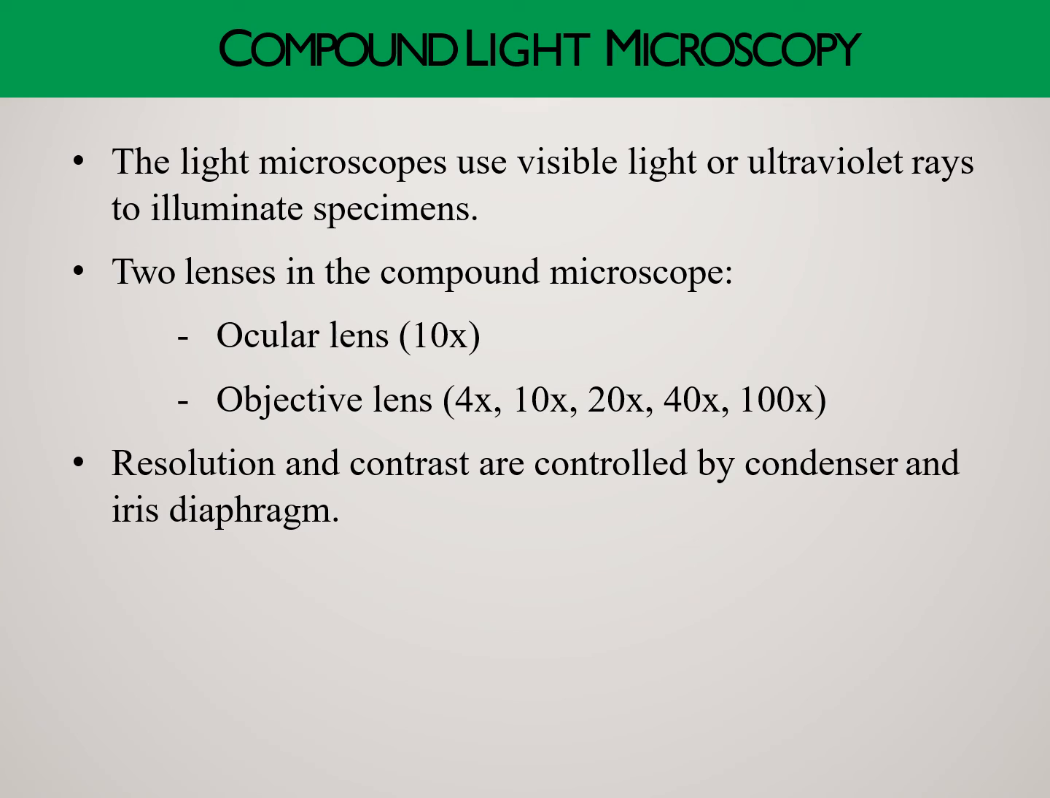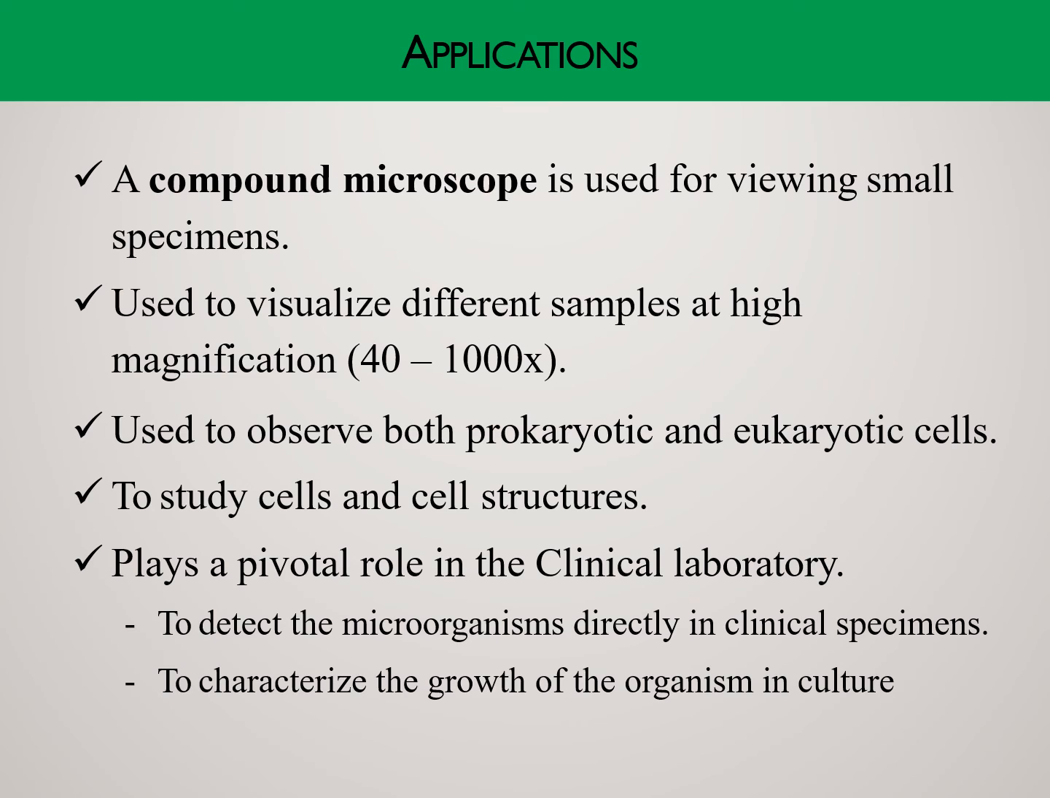In a light microscope, visible light or ultraviolet rays are used to illuminate our specimen. Two types of lenses are used in a compound microscope: first is the ocular lens, and second is the objective lens. The objective lens could have a magnifying power of 4x, 10x, 20x, 40x, and 100x. The ocular lens could be 10x or 5x. Resolution and contrast are controlled by the condenser and iris diaphragm provided in the microscope.